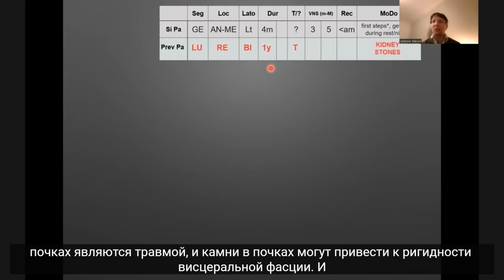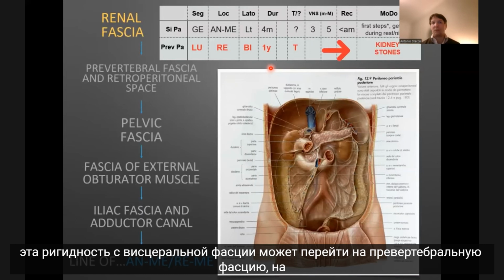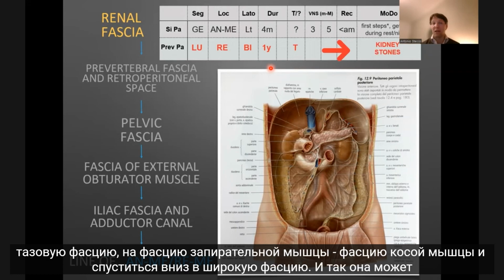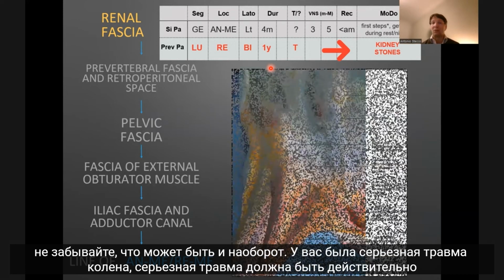So a kidney stone is still a trauma, and a kidney stone can lead to stiffness in the visceral fascia, and this stiffness from the visceral fascia, from the renal fascia, can go to the prevertebral fascia, retroperitoneal space, pelvic fascia, the fascia of the obturator muscle, the iliac fascia, and go down in the fascia lata, and so reach the knee. So you can have a referred pain, a viscerosomatic pain due to a visceral origin. But don't forget, it can also be vice versa.